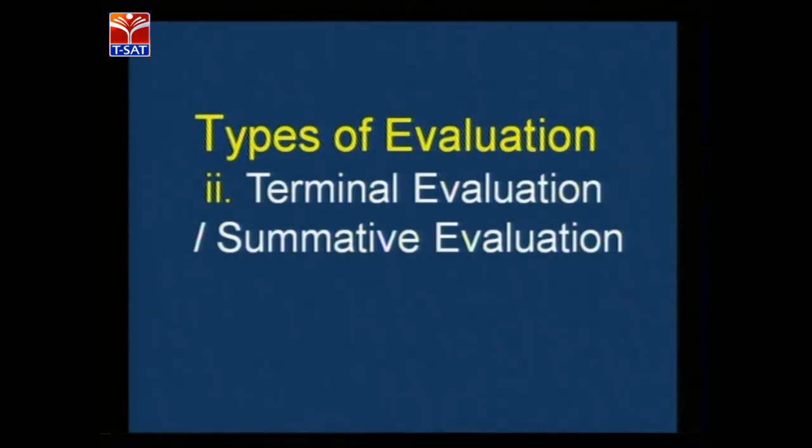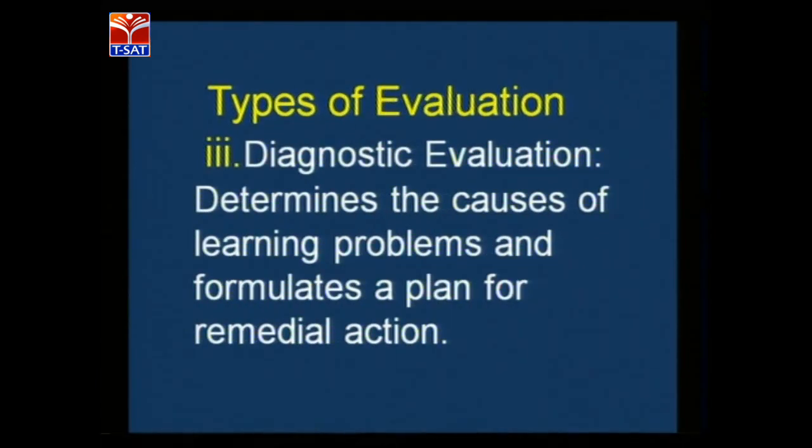We also have terminal evaluation and summative evaluation. Terminal evaluation is after the end of one term, and we have 2 summative evaluations, summative evaluation 1 and summative evaluation 2. Coming to diagnostic evaluation, it determines the causes of learning problems and formulates a plan for remedial action. So if there are problems, especially for special needs children, problems of reading or writing, a special diagnostic test is conducted and a remedial action is chalked out.